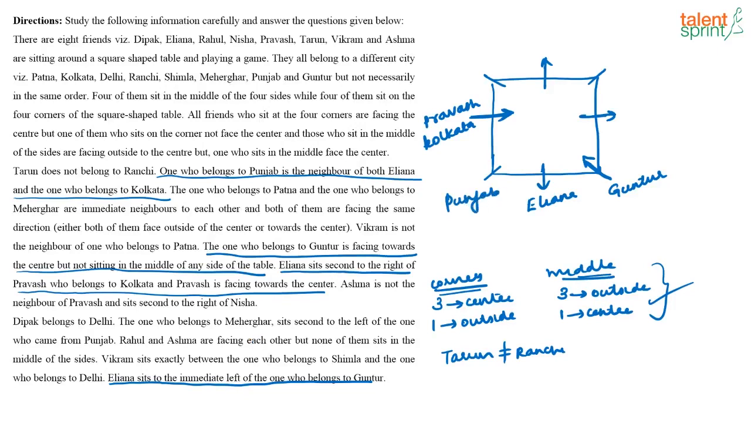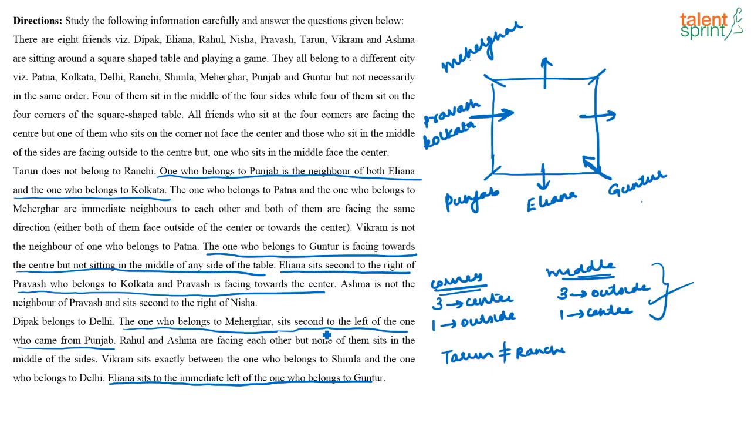Then the one who belongs to Mehergarh sits second to the left of the one who came from Punjab. The one who belongs to Mehergarh sits second to the left of one who came from Punjab, means I don't know which direction Punjab is facing. So either this has to be Mehergarh or this. But here already you have Guntur. So this has to be your Mehergarh.